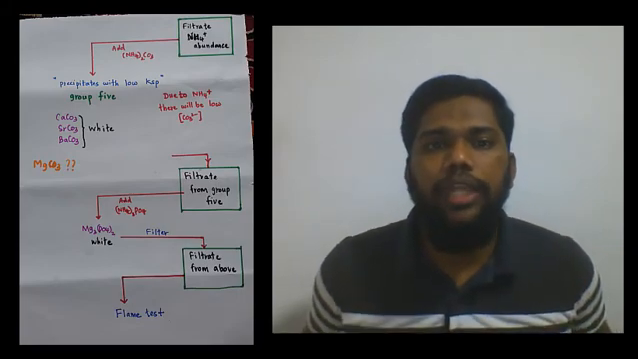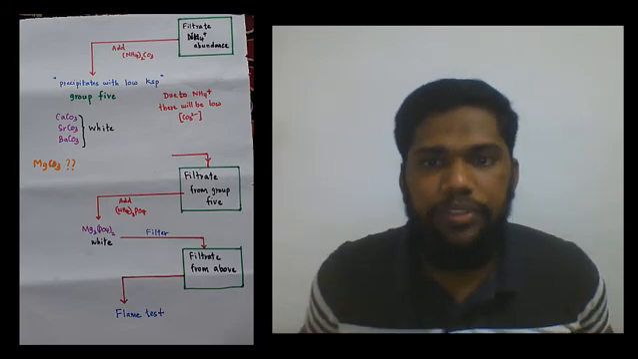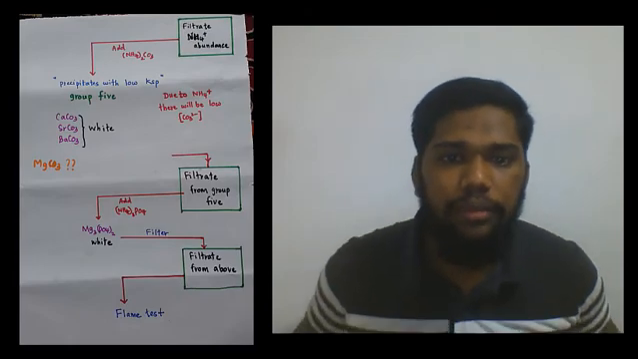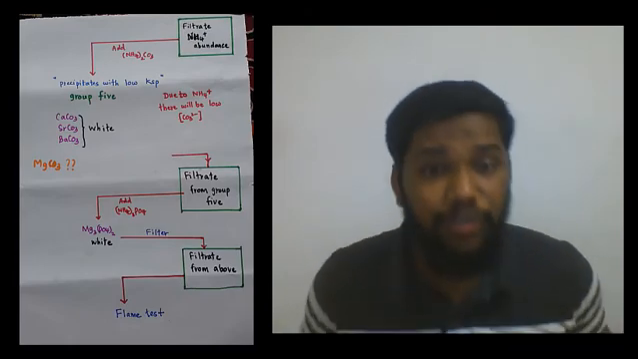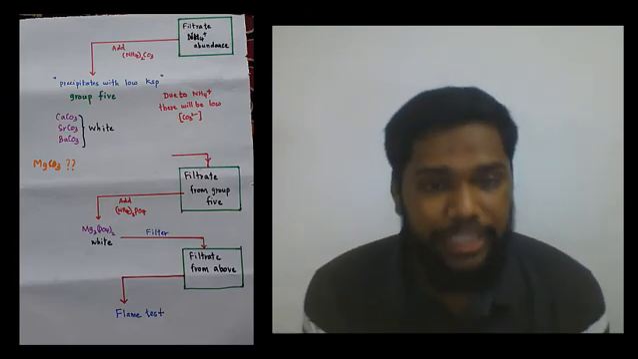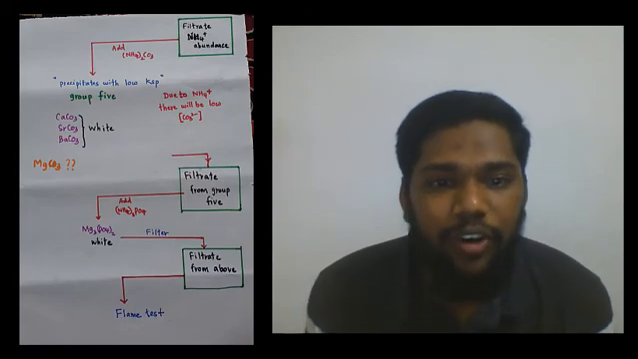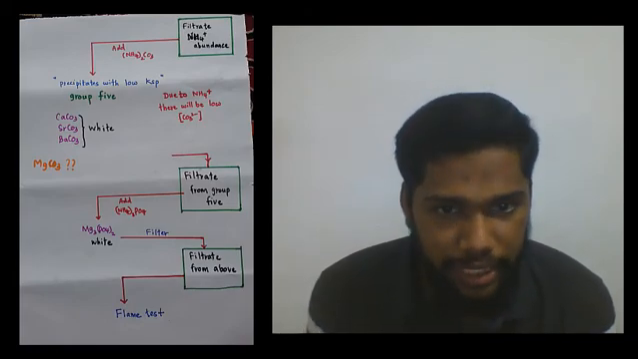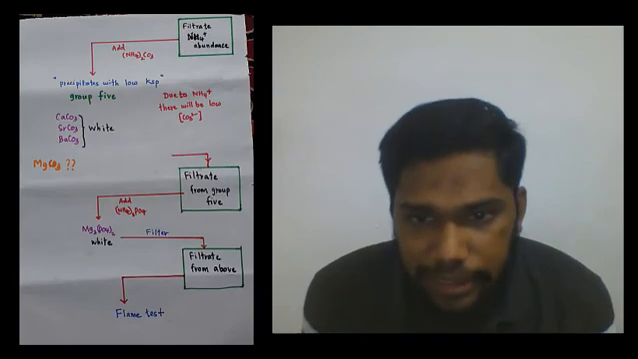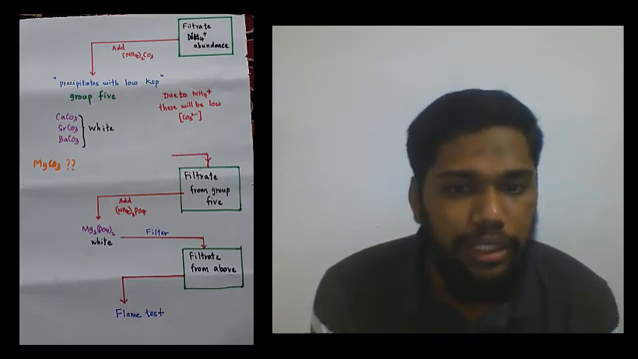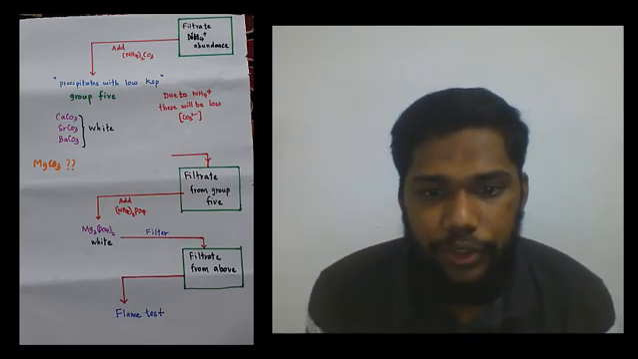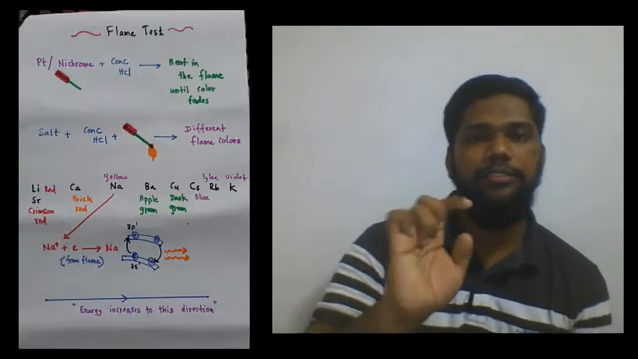Right, so then you need to know group 5, then you filter it. So you add a little bit of ammonium phosphate to precipitate magnesium if you have any there. So you can find magnesium phosphate as well. Then you filter it, and finally you get those remaining cations to flame test.